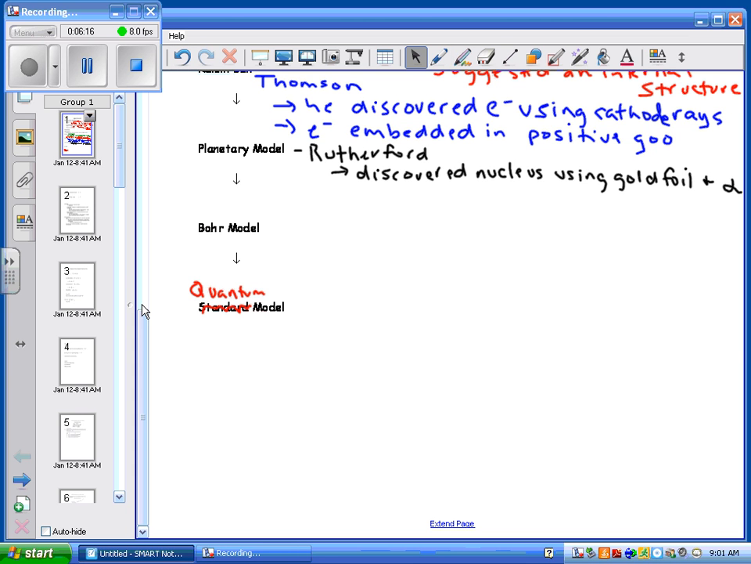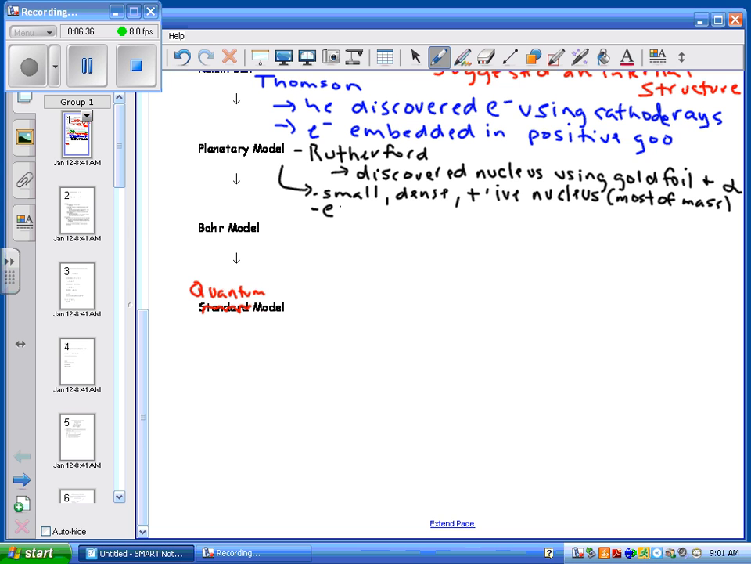The planetary model has a small, dense, positive nucleus with most of the mass, and then electrons orbit the nucleus. The limitation here is that it contradicted Maxwell's EMR theory.